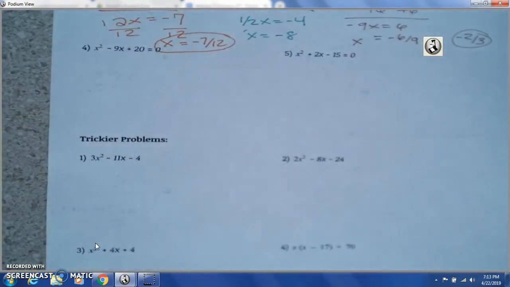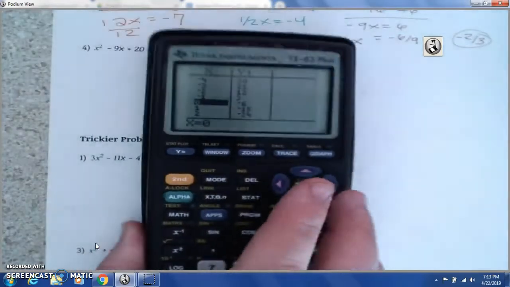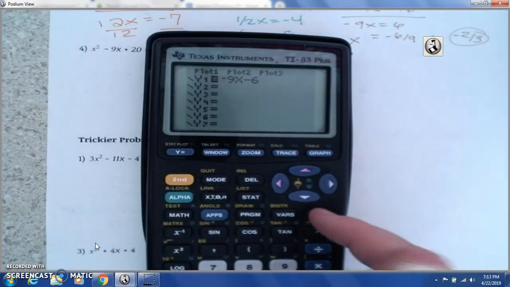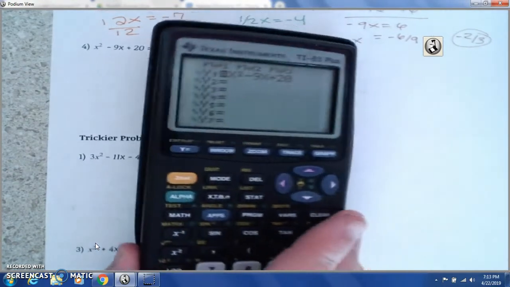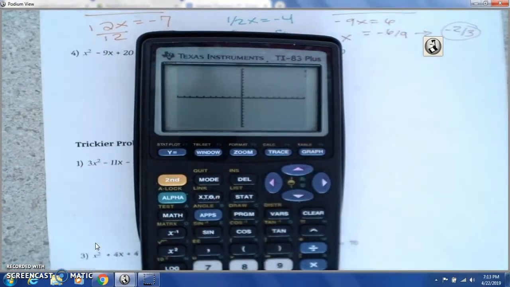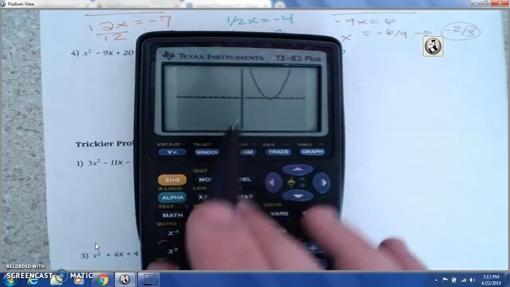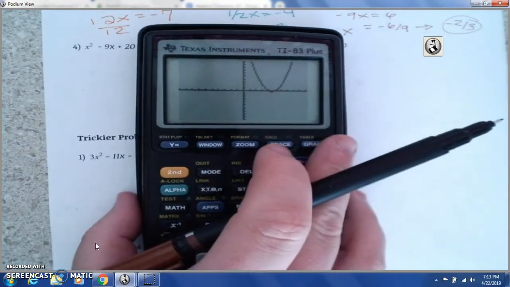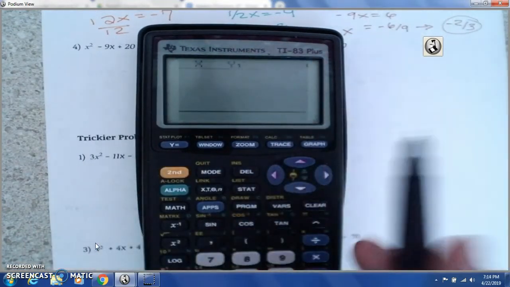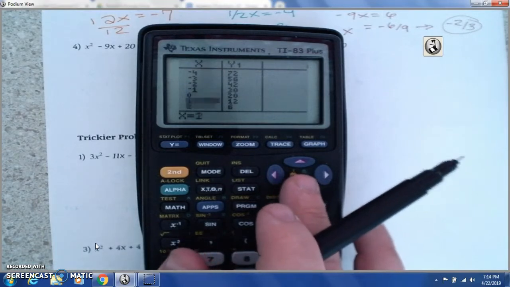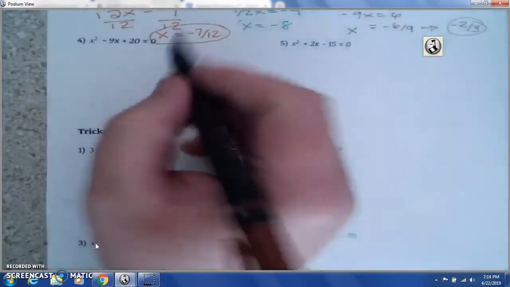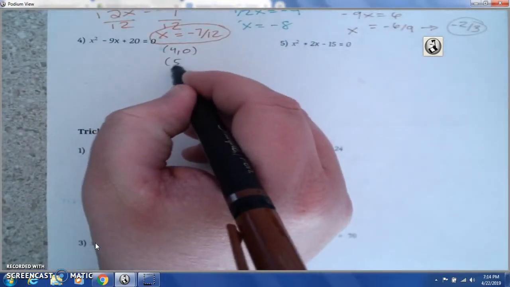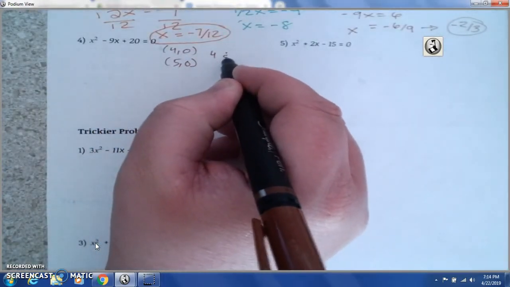Now, in this particular case, you can again go to your graphing calculator. Y equals, I'm going to clear that one out. X squared minus 9x plus 20. It says equals 0, but remember, you can count that as y. And it looks like 4 and 5. Okay? But again, we can double check with our table. Yeah, 4 and 5 right there. 4, 0, 5, 0. I wrote it as coordinates, but you could also write 4 and 5.